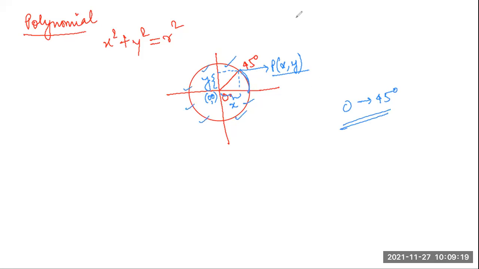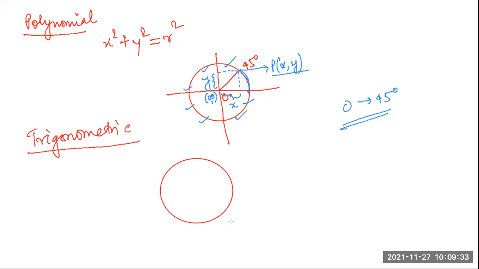Okay. Now, if I go on seeing the trigonometric equation of a circle, what happens? Same circle is there.